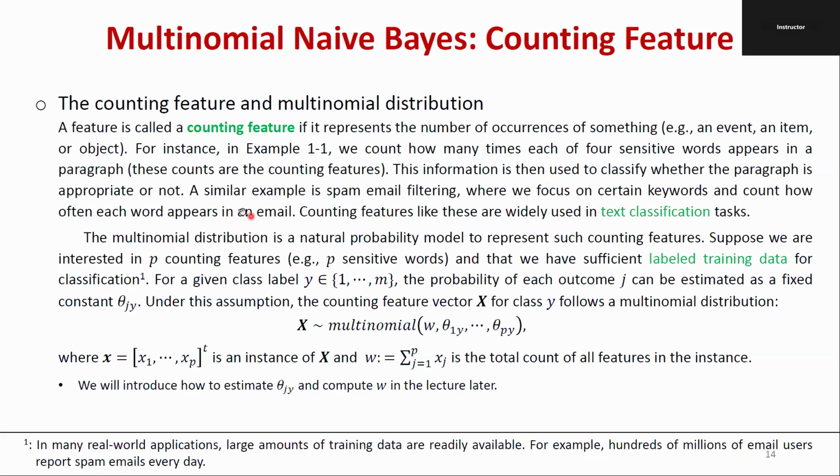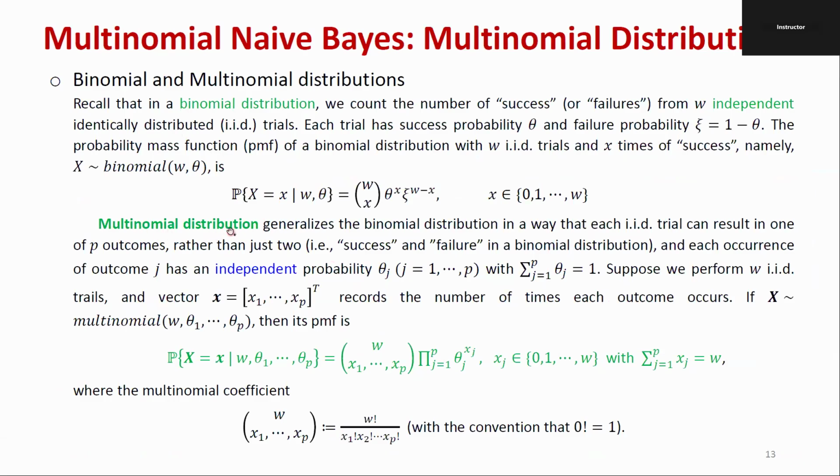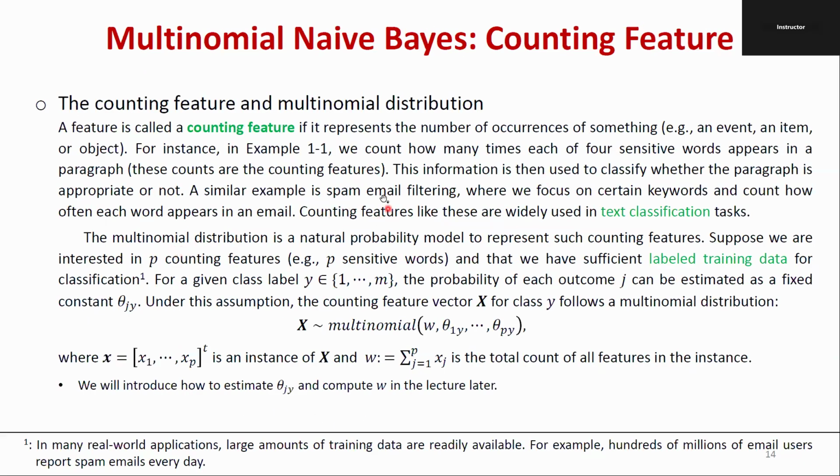So a similar example is spam email filtering, where we focus on certain keywords and count how often each word appears in an email. Those counting features are widely used in text classification problems. Okay, so why do we mention the multinomial distribution? Because the multinomial distribution is a natural probability model to represent such counting features.